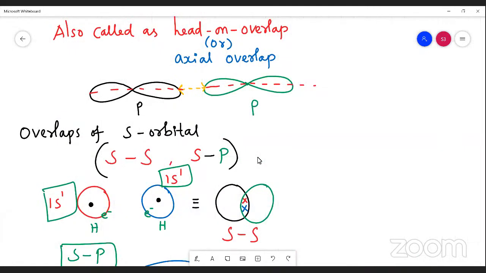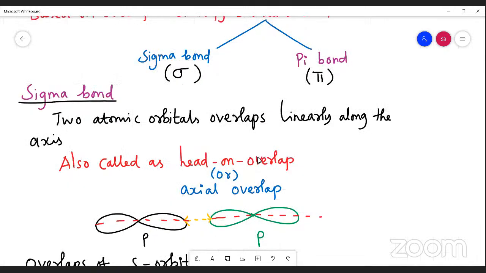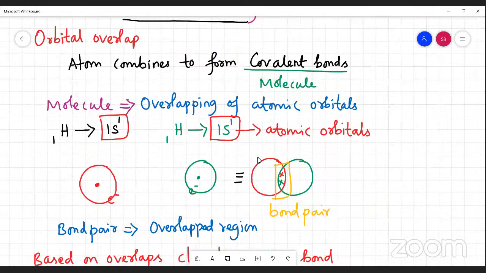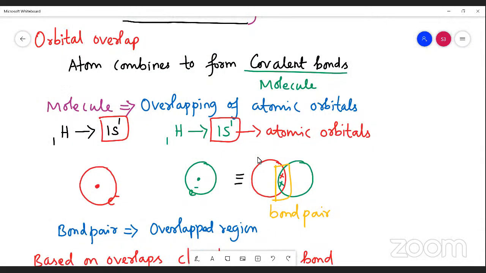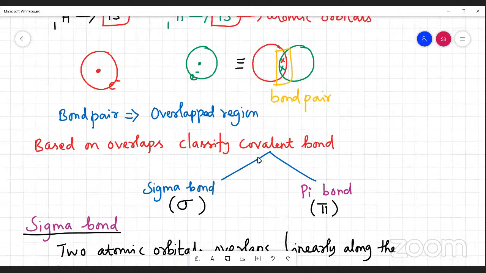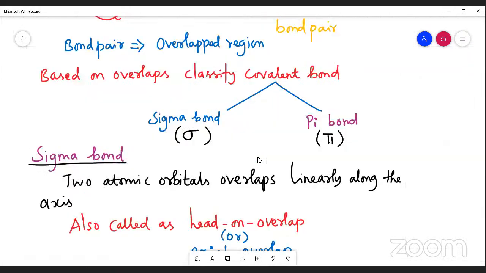The orbital overlap: how overlapping atoms combine and form a covalent bond. This results in the formation of a molecule. And what is the overlapping? Overlapping between two atomic orbitals, and the electrons will be present only in the overlapping region. Based on the overlaps, we classify the covalent bond into two types: one is the sigma bond, and another one is the pi bond.